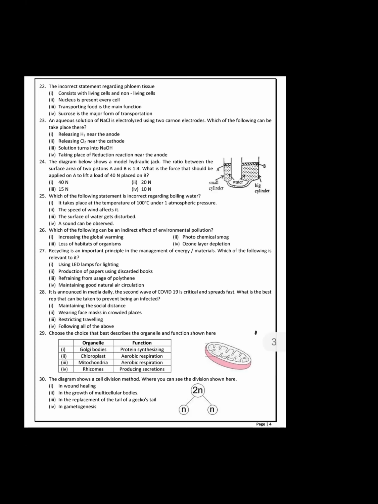Choose the choice that best describes the organelles and the functions shown. Golgi body photosynthesis, chloroplast aerobic respiration, mitochondria aerobic respiration, ribosome producing secretion. The mitochondria aerobic respiration, number 3. We can say cellular respiration. So when we study these things, we need to understand them.